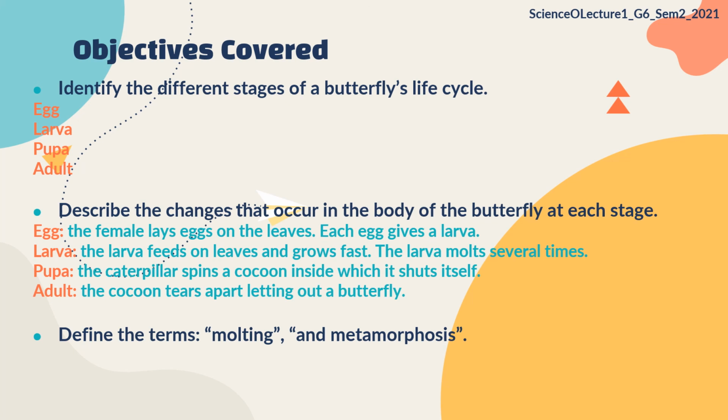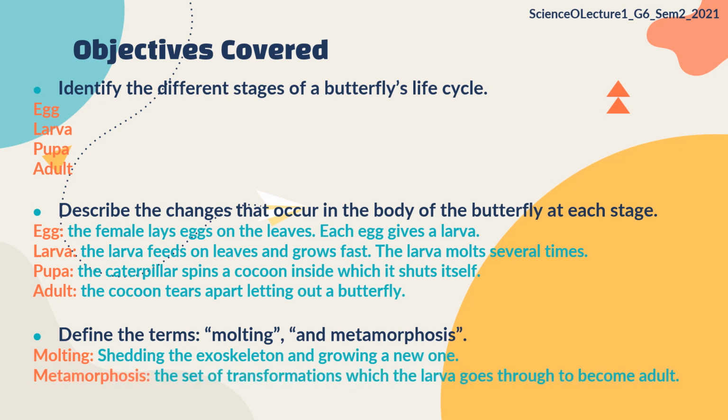What's molting? Molting is when the insect sheds its exoskeleton and grows a new one under it. Metamorphosis is the set of changes which insects go through during their life to become adults.